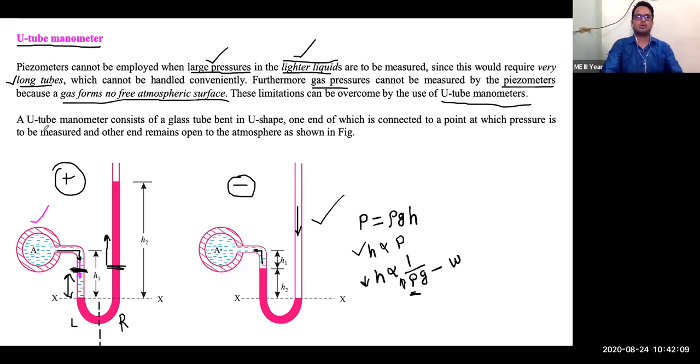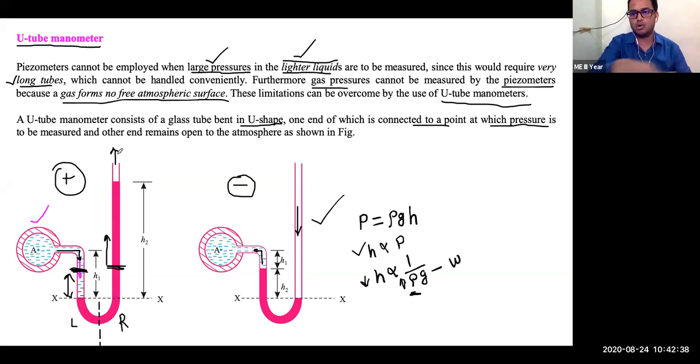A U-tube manometer consists of a glass tube bent in a U shape, one end of which is connected to a point at which pressure is to be measured, and the other end remains open to the atmosphere. Here you can see it is open to the atmosphere. One end is connected to the pipeline and the other end is open to the atmosphere. So this is your U-tube manometer.